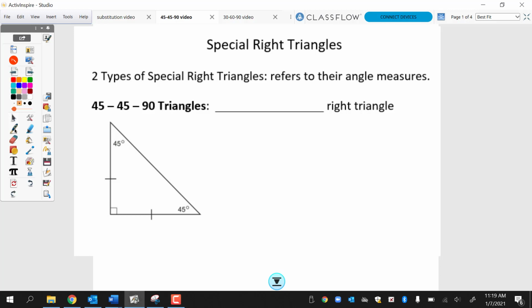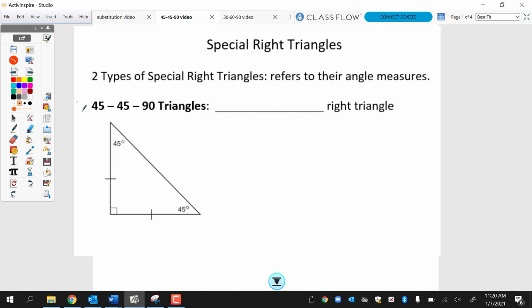Okay, so we talked about right triangles and how you find the missing side of a right triangle when they give you two of the sides. But now we're going to talk about how you can find a missing side when you only know one side, but you also know what the angles are. So these are called special right triangles because they have specific angle measures.